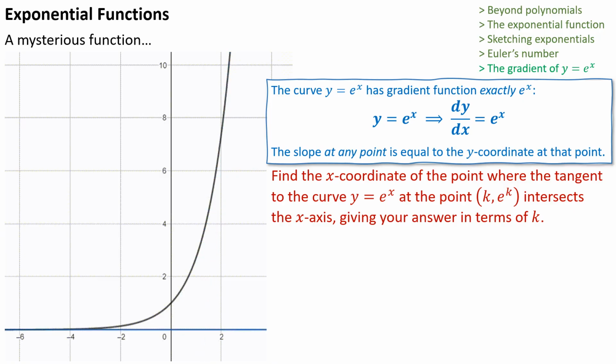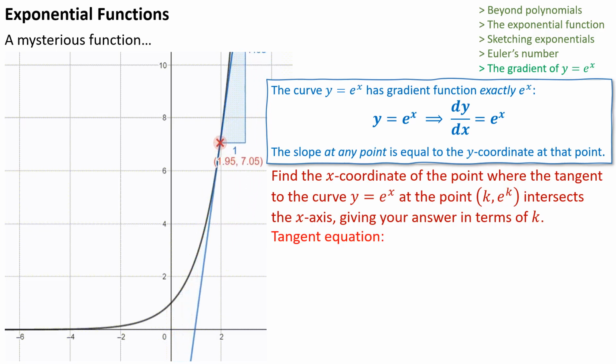Here's a little puzzle for you. Find the x-coordinate of the point where the tangent to the curve at this point, k, e to the k, intersects the x-axis, giving your answer in terms of k. You can use the animation to help you with this as well, because what we're essentially saying is, as the point moves along the curve, I'm interested in where the tangent line crosses the x-axis and how that corresponds to the position of the red point. So pause and give this problem a little try, see how you get on.